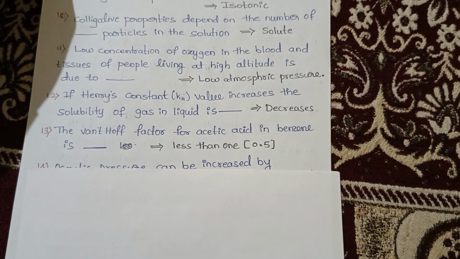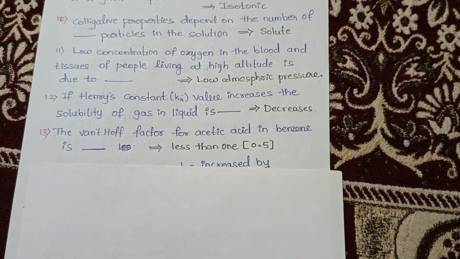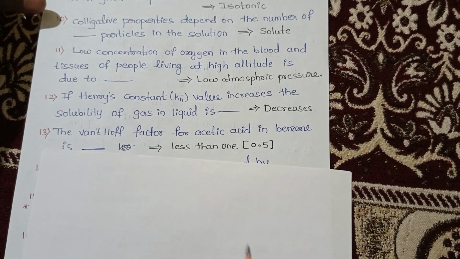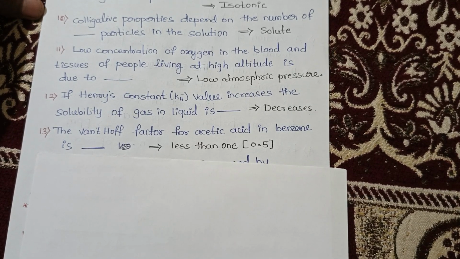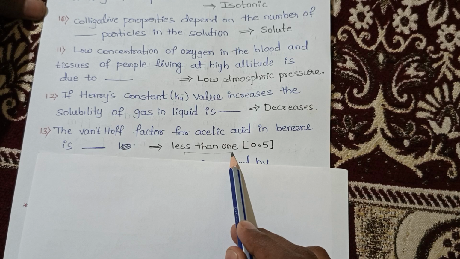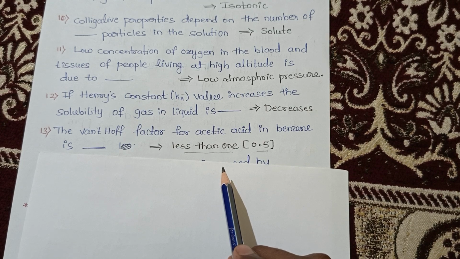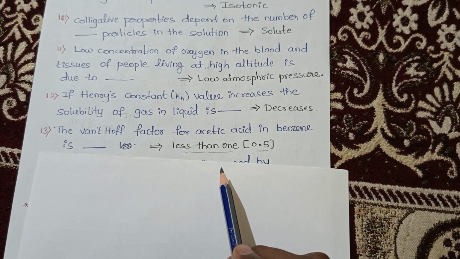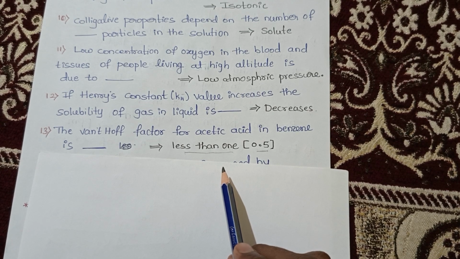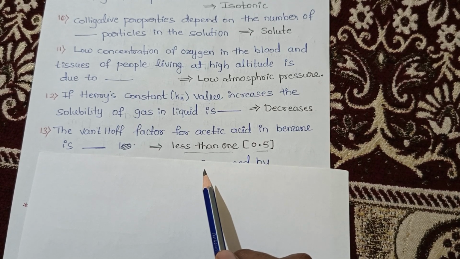The 13th question: Vant Hoff factor for acetic acid in benzene. Yes, this is most important, it is there in your NCERT book, and this was a PYQ, a previous year question for your seniors. You should remember that the Vant Hoff factor of acetic acid in benzene is 0.5, that is less than 1. They may give either less than 1 or 0.5. As I said earlier, the molecular mass becomes double, 60 becomes 120. So don't confuse this with that. This is the Vant Hoff factor, that is the molecular mass. The Vant Hoff factor will be less than 1, it will be 0.5.